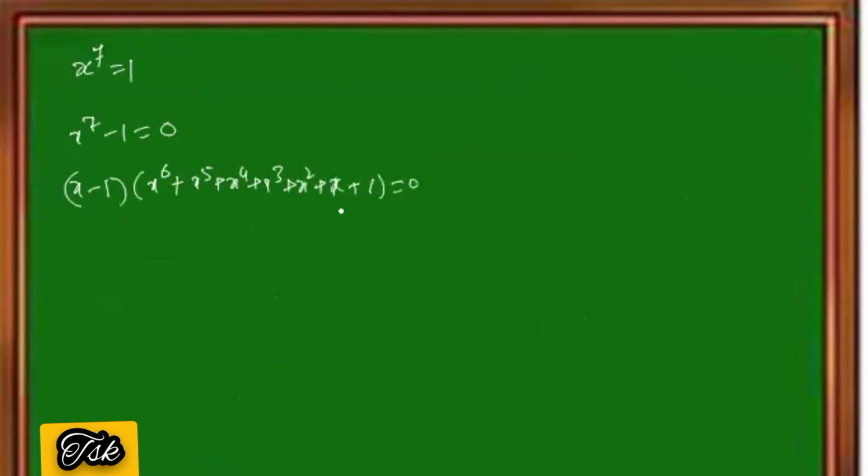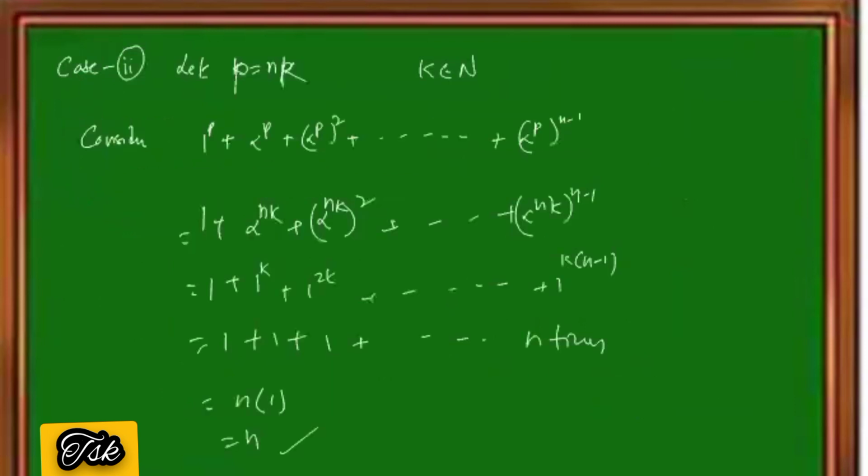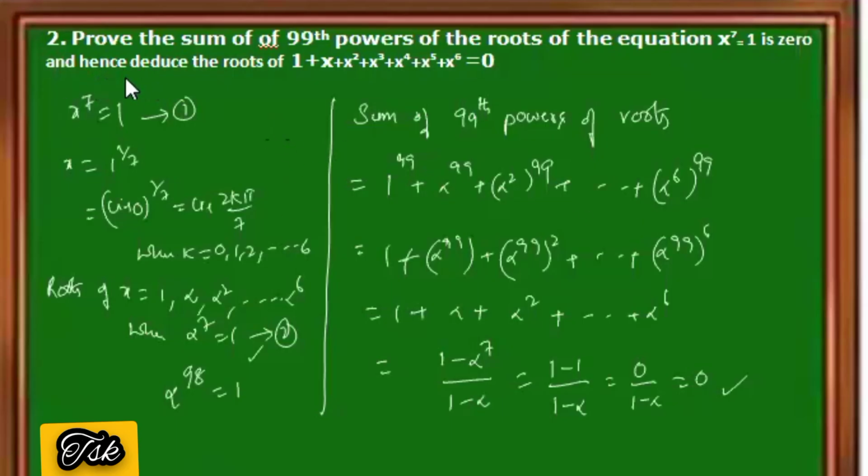Okay, so x power 7 is equal to 1. X power 7 minus 1 is equal to 0. I can write it as x minus 1 into x power 6 plus x power 5 plus x power 4 plus x cube plus x square plus x plus 1 is equal to 0. Hence, deduce the roots of this. What we need is 1 plus x square plus x cube plus x power 4 plus x power 5 plus x power 6 is equal to 0.